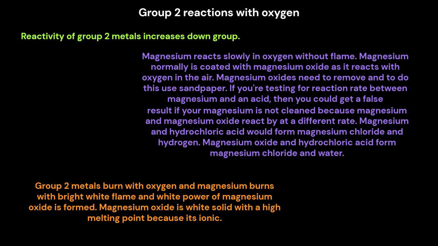Group 2 metals burn with oxygen, and magnesium burns with a bright white flame, and a white powder of magnesium oxide is formed. Magnesium oxide is a white solid with a high melting point because it's ionic.